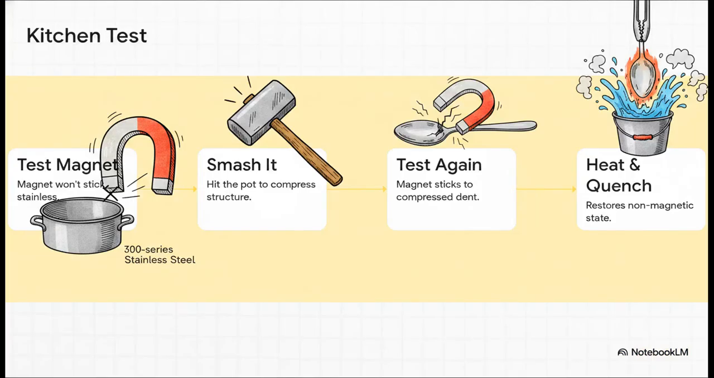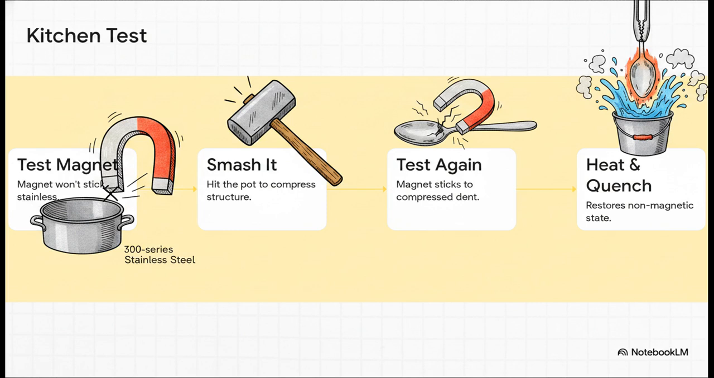Okay, I absolutely love this part. I want to introduce a highly memorable, hands-on kitchen experiment to ground all this abstract atomic science into an everyday reality you can actually see and hear. Try this out later. Grab a magnet and find a high-quality 300 series stainless steel pot or spoon in your kitchen. First, put the magnet on it. It won't stick, right? That's because it's austenite.